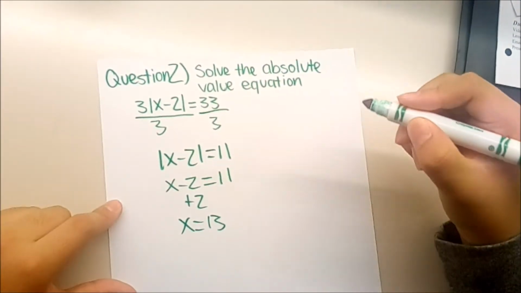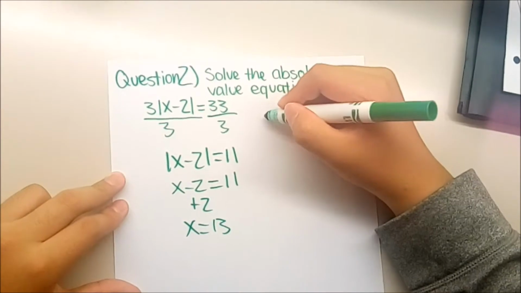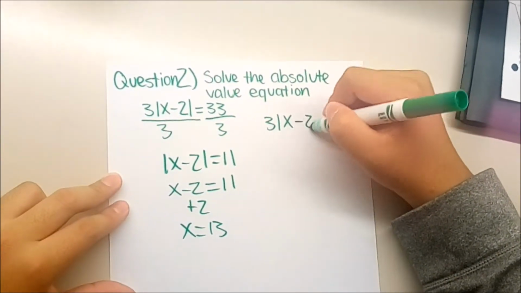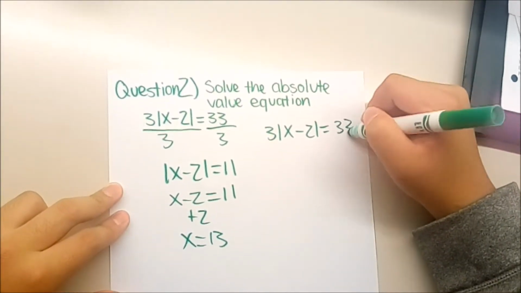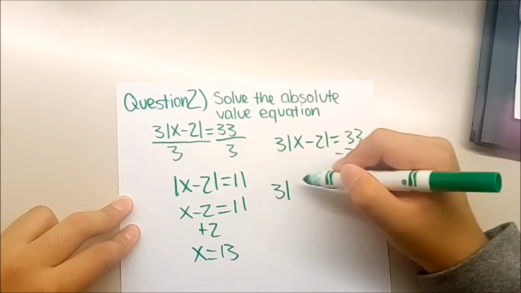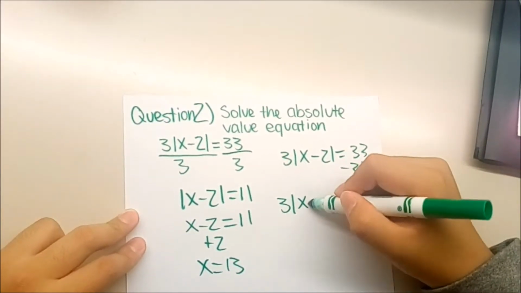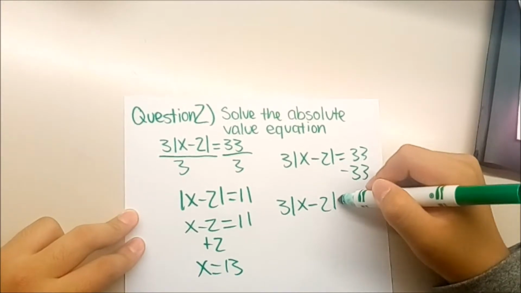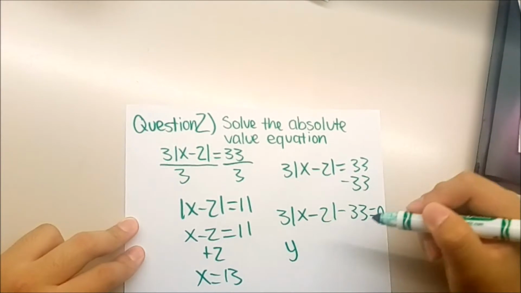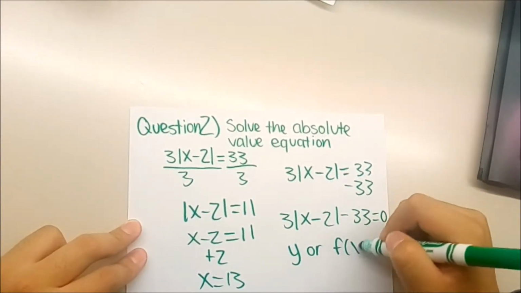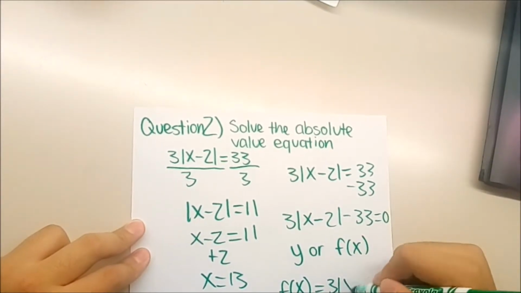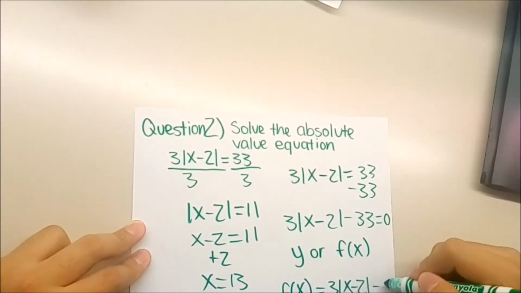If you want to use this as an equation to graph, you'd have 3 times the absolute value of x minus 2 equals 33. You'd subtract 33 and set it equal to 0, so you get 3 times the absolute value of x minus 2, minus 33 equals 0, and you'd set that 0 to y or f of x, so then you'd get f of x equals 3 times the absolute value of x minus 2, minus 33.